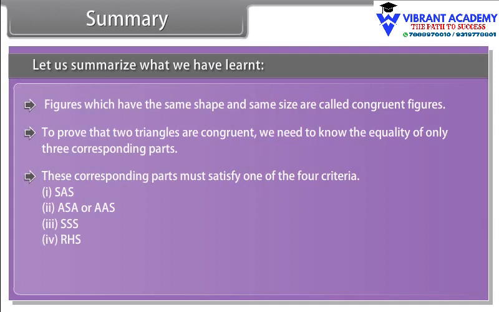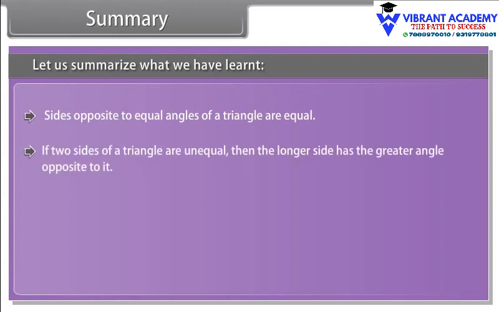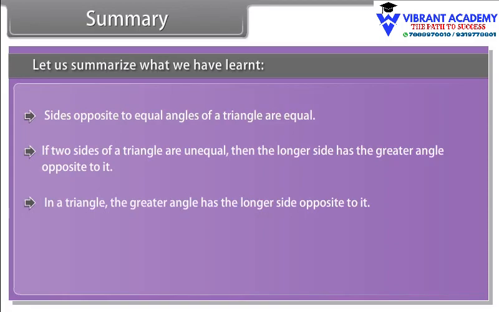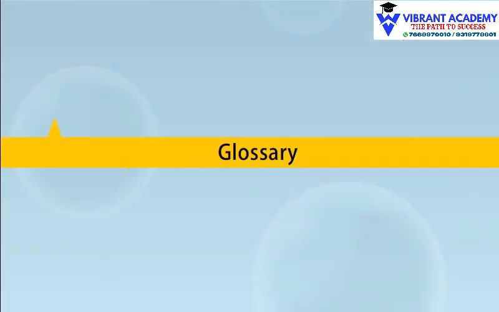Summary. Let us summarize what we have learned. Figures which have the same shape and same size are called congruent figures. To prove that two triangles are congruent, we need to know the equality of only three corresponding parts. These corresponding parts must satisfy one of the four criteria. 1. SAS. 2. ASA or AAS.